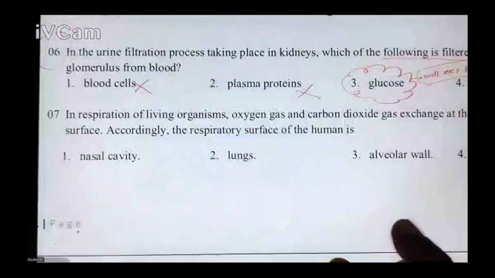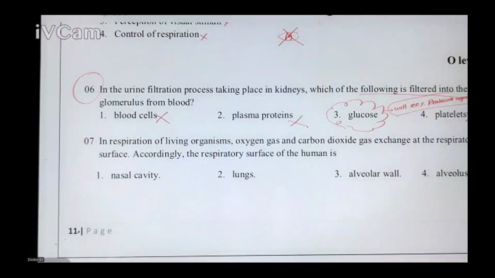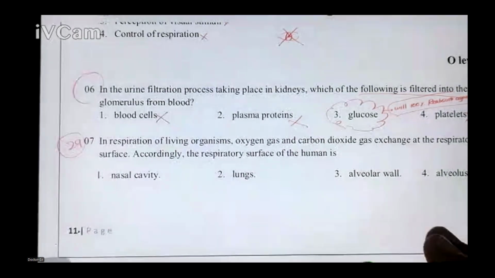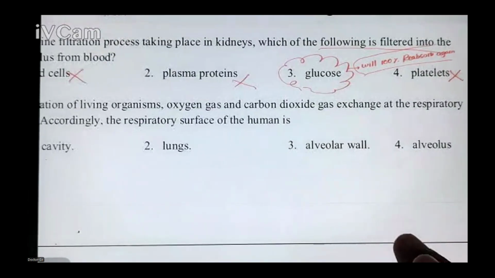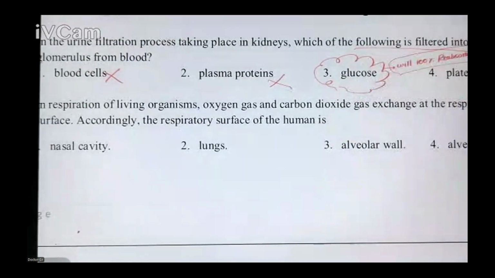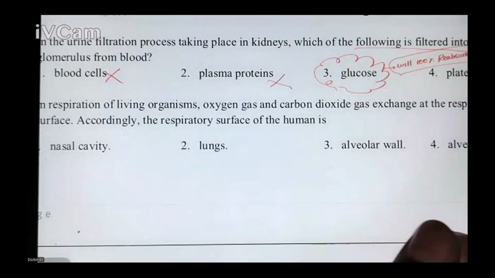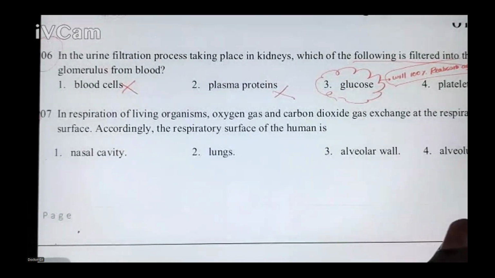I am finding it difficult to find the next question. In your full paper, it is number 29, sir? 29. Okay, so 29. Good. In respiration, in living organisms, oxygen and carbon dioxide gases are exchanged at the respiratory surface. In the human, what is the respiratory surface: alveoli, lungs, nasal cavity?